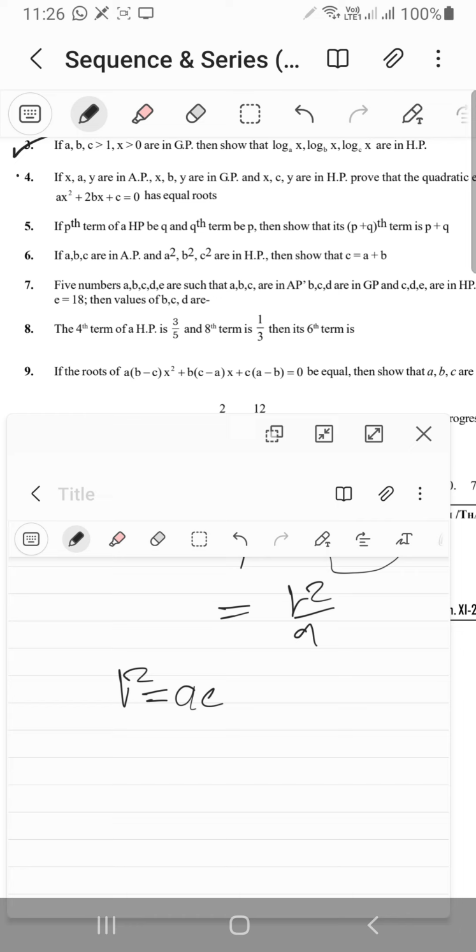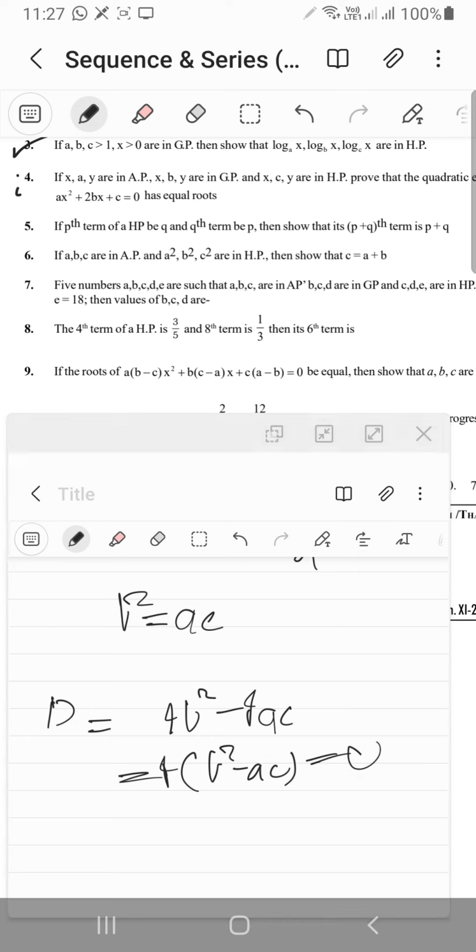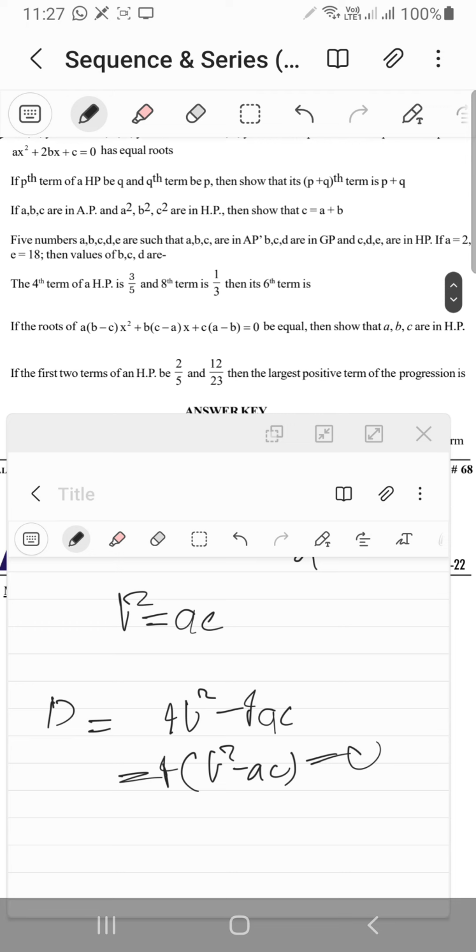Okay, cool. And what we have to prove is that this guy has equal roots. Well, this guy's discriminant, sorry. That thing is just 4B squared minus 4AC, which is 4 times of B squared minus AC. But guess what? B squared minus AC is 0. So there you go.